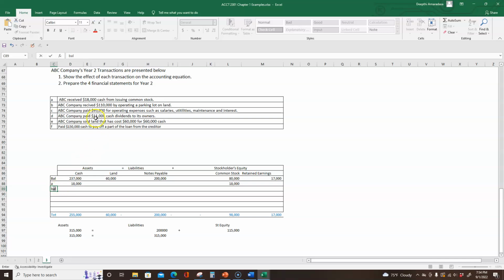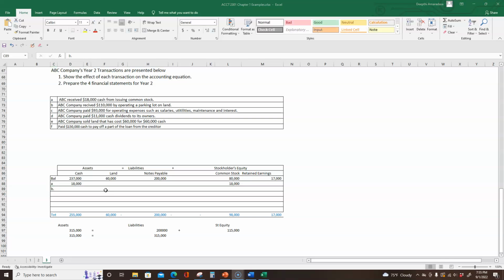Transaction B says ABC Company received $110,000 by operating a parking lot on land. So they have land that they bought last year and they operate a parking lot, and they received $110,000. So they were providing a service. We know that whenever a company provides a service or sells goods, we call that revenue. They just earned some revenue.